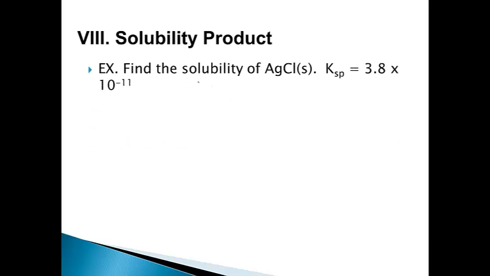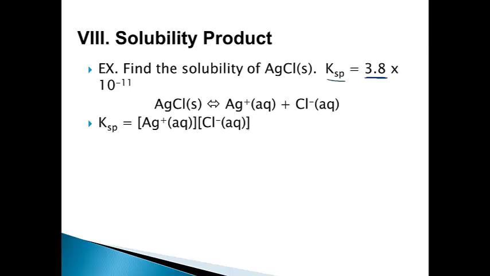So let's use what we just learned. Find the solubility of AgCl. The KSP, if we look up in the table, is 3.8 times 10 to the negative 11th. Now don't forget, this stuff breaks up, so we write our KEQ, which is now our KSP equation, Ag plus times Cl minus.